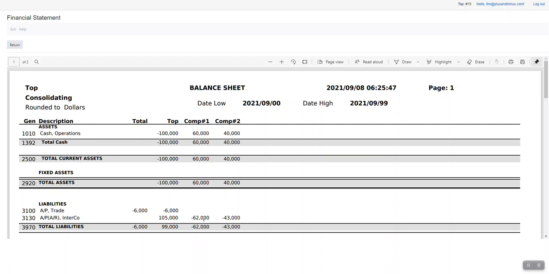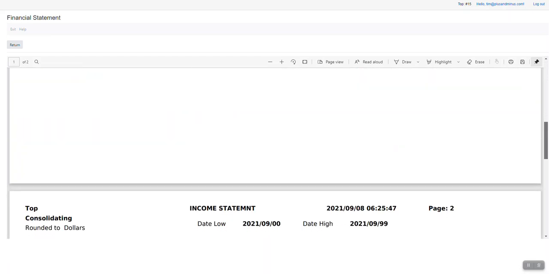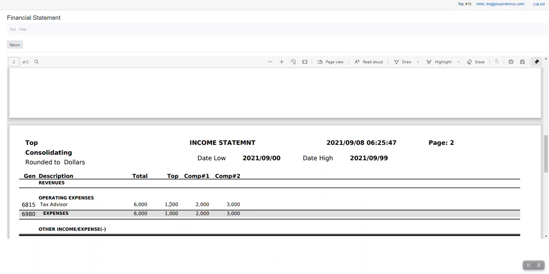Remember, we recorded 2 intercompany transactions. The transfer of $100,000 cash, that's the cash sitting up here. $60,000 went to company 1, $40,000 went to company 2. And then we've expensed tax advisory services to company number 1 and company number 2: $2,000 went to company number 1, $3,000 went to company number 2. If we go down here to the P&L, we'll see $1,000 is expensed to top, $2,000 was expensed to company 1, and $3,000 was expensed to number 2.